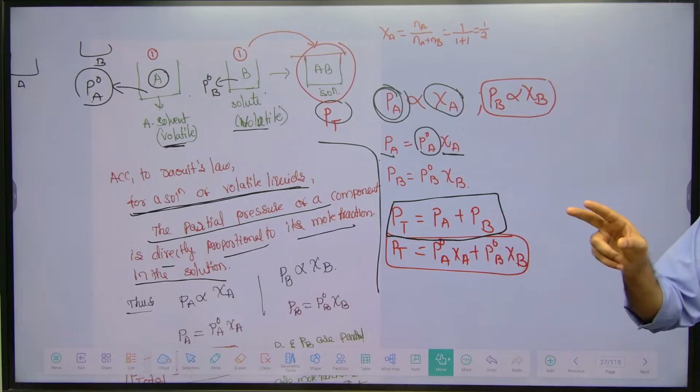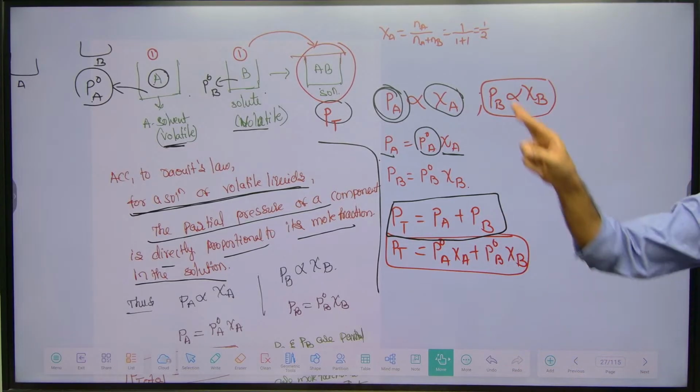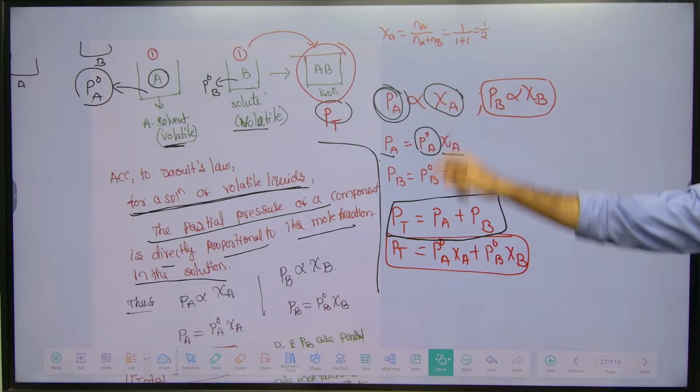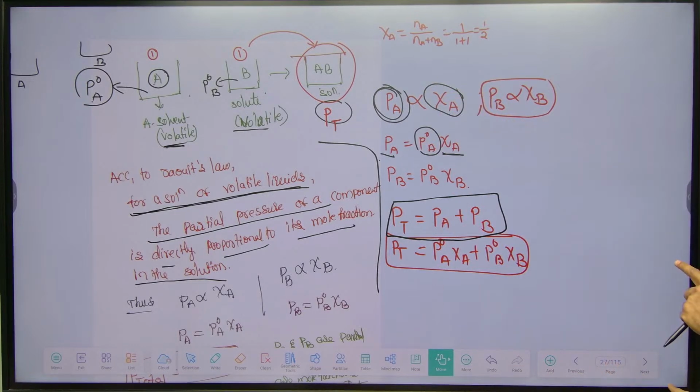So A, B are what? They must be what? Volatile. What they should be? Volatile. Then up to here.